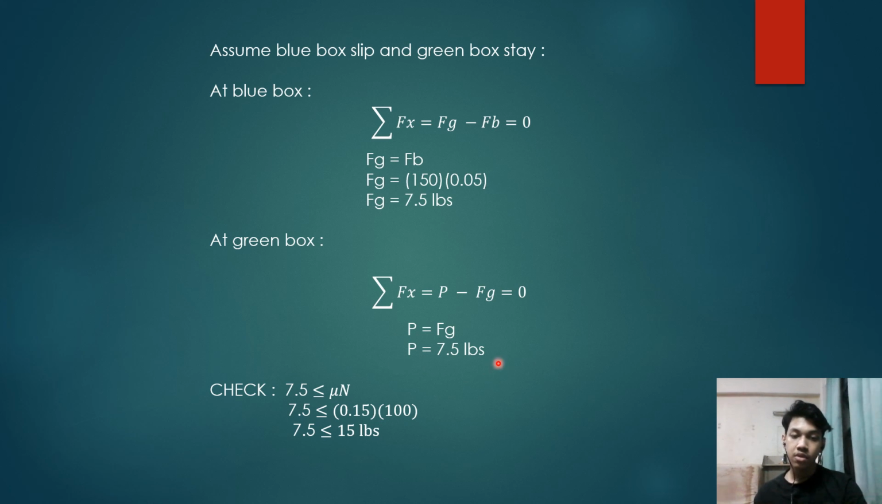Then we already have the P value, but before that we need to check it with the previous condition, which they must obey. This force must be less than the coefficient of friction times the normal force. So let's check it by putting it into the formula. 7.5 is less than or equal to mu times the normal force. Then we will get that 7.5 is less than or equal to 15 pounds, which means this answer is correct.